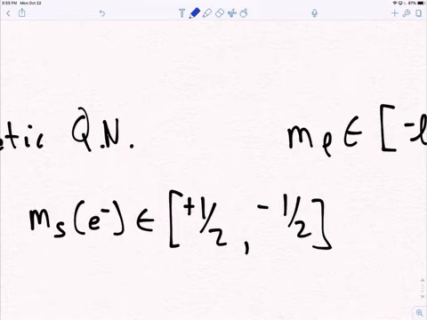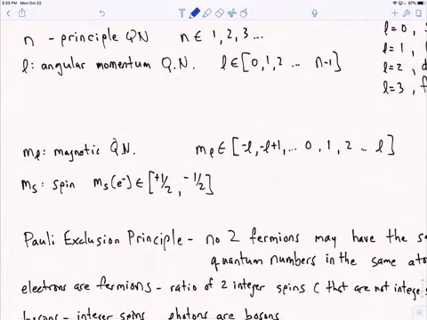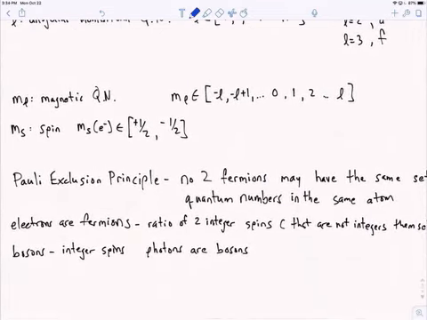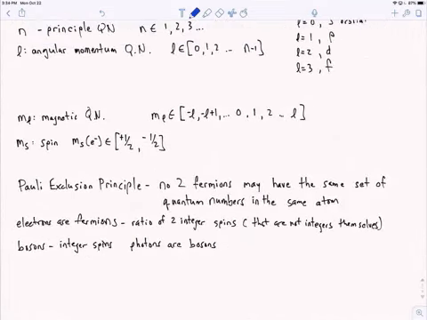It moves various points in time. And the plus 1/2, minus 1/2, why do we have to have that? It's because of the Pauli exclusion principle, so no two fermions may have the same set of quantum numbers in the same atom. So Pauli exclusion principle right there. And this here is the reason why matter has structure. So it's from the Pauli exclusion principle.